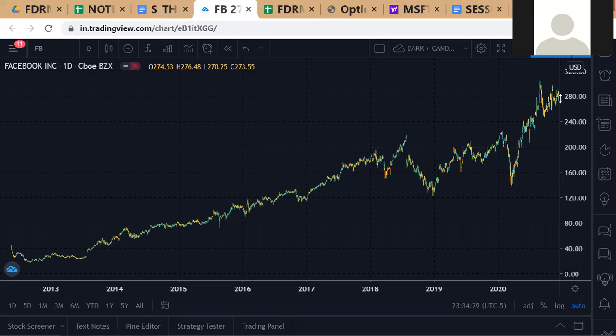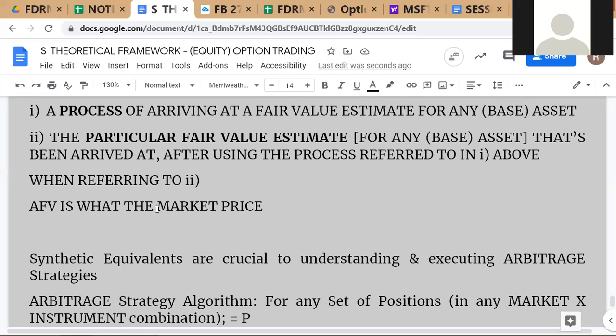You can check it on the Yahoo Finance webpage or on your TWS, and there is no confusion, and everybody will see the same market price. And therefore, this is objective. So remember always the distinction between the market price and a fair value estimate.